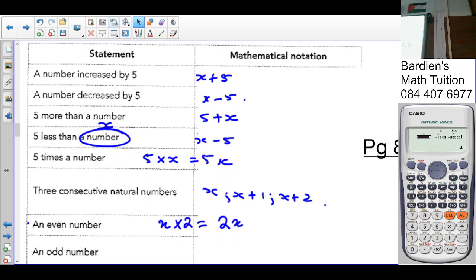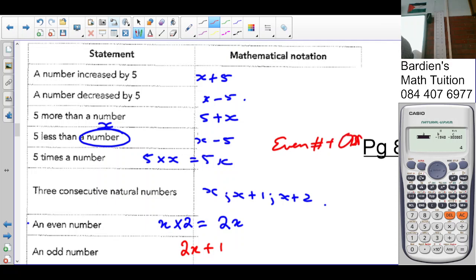Now the odd number: a number is either odd or even. So what happens when I move from one number to the next? I just add 1 all the time. So it's going to be 2x plus 1. Can you see that? Because an even number plus an odd number will always be odd. So an even number, a number that's always even, plus 1, which is odd, will always be odd.